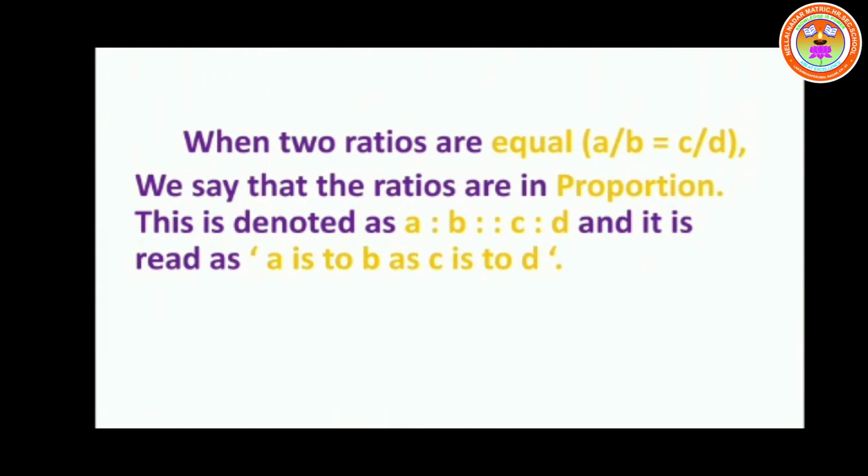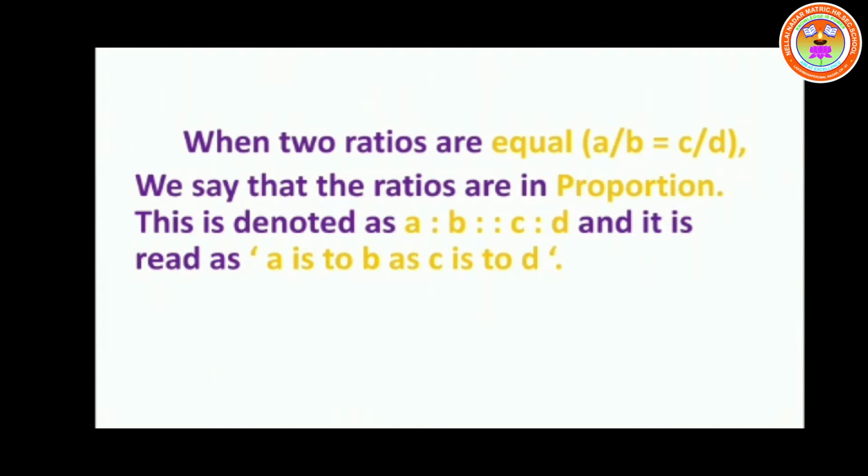What is proportion? When two ratios are equal, that is A by B is equal to C by D, we say that the ratios are in proportion. This is denoted by A : B :: C : D, and it is read as A is to B as C is to D.